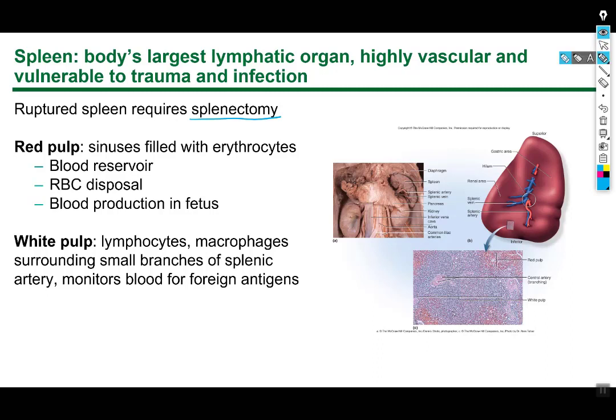So the white pulp in the middle, which is this not red stuff right here, is primarily lymphocytes and macrophages, and what these are going to do is surround branches of this splenic artery and monitor the blood for foreign antigens. So basically, it's kind of like a racetrack. A racetrack is a place where people drive, and then on the sidelines there are folks watching the drivers. Same idea with the white pulp. They're going to cluster around these speedways that are the blood vessels and watch what passes by to make sure everything is okay.